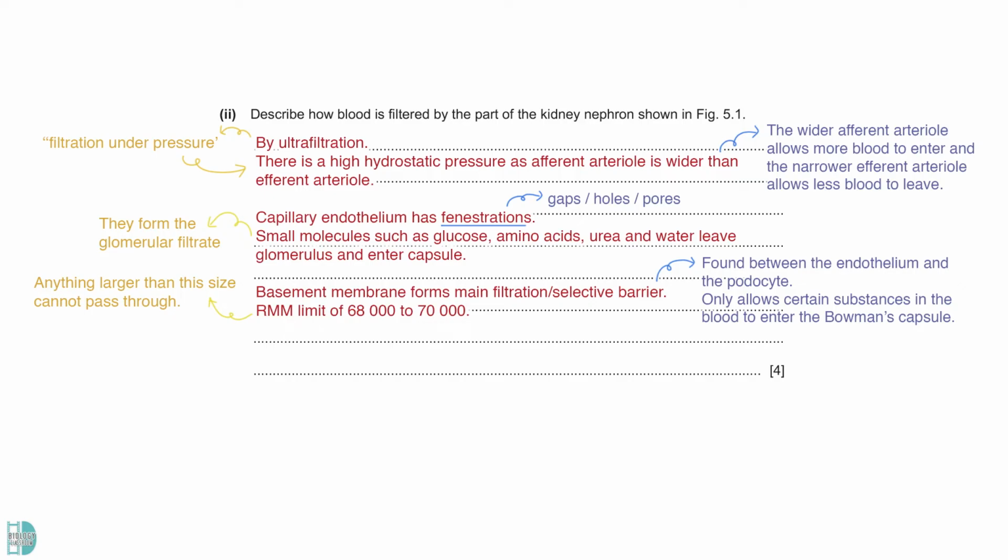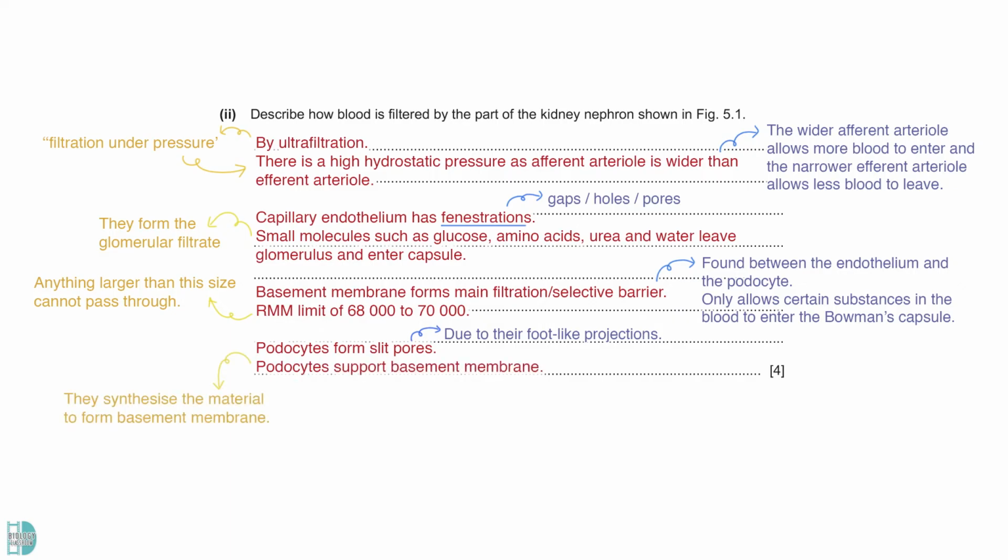Lastly, the inner layer of the Bowman's capsule is made up of podocytes. Due to their foot-like projections, slit pores are formed. This allows substances to pass through easily without crossing the cell surface membrane. Podocytes also synthesize the material to form a basement membrane.